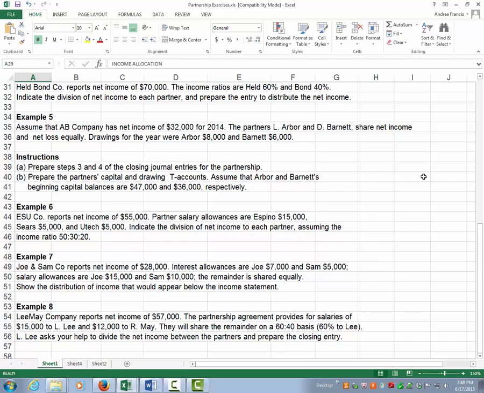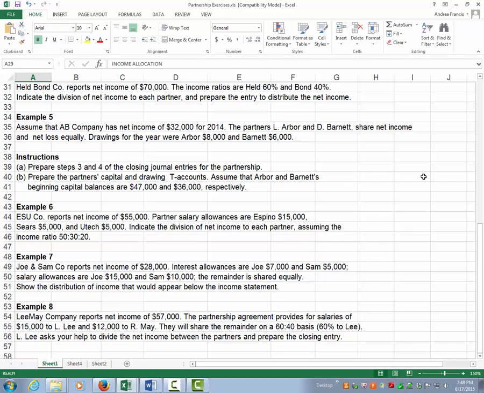So closing journal entries have 4 steps. The first one is to close revenue, the second is to close expenses, the third is to transfer the net income or loss to the partners. That's one of the steps we'll be doing. And the fourth is to close the drawings accounts. The closing of these accounts is necessary because these are temporary accounts, drawings, for instance, revenue and expenses.